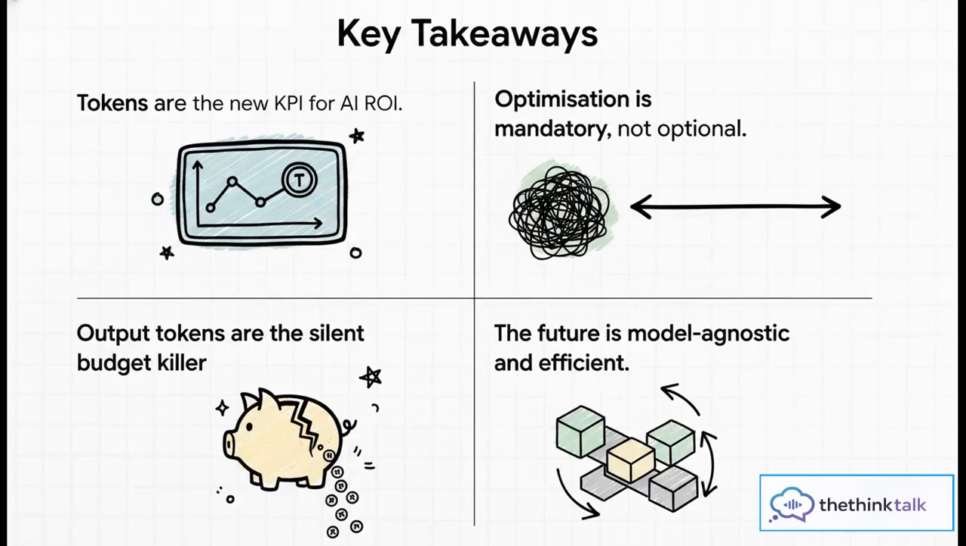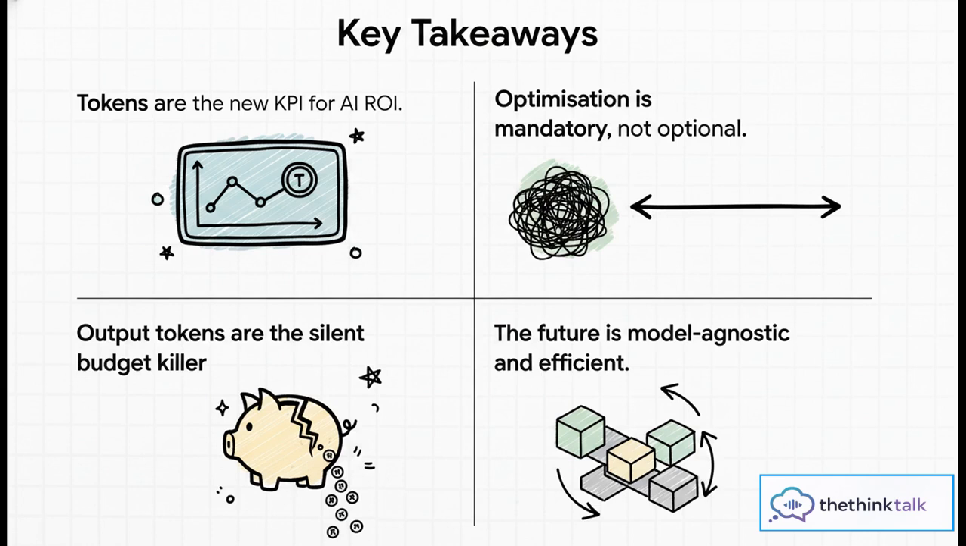So, after all that, what are the big takeaways here? First, you have to start thinking of tokens as a key performance indicator, a KPI, for your AI's return on investment. Second, remember this, optimizing your AI isn't optional, it is mandatory. Third, always keep an eye on your output tokens. They are the silent budget killer.